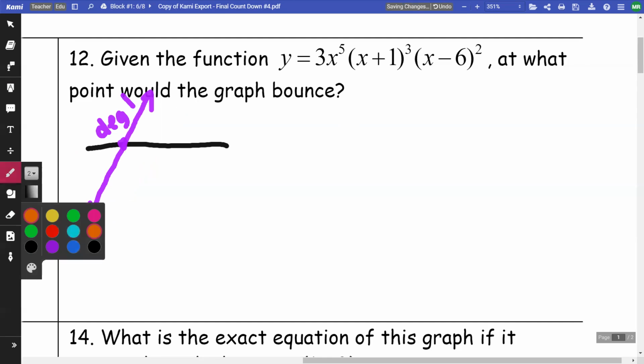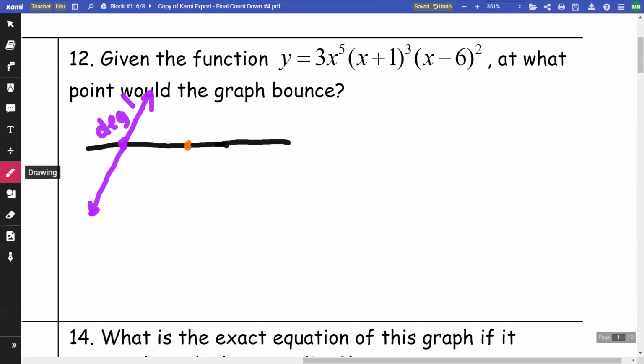If I have, and let me extend this out a little bit, a point, and I don't care what direction it comes from above or below, and it bounces back, that is going to be an even degree. So usually degree 2, but a degree 4 or 6 and so on would also do it. But again, normally a degree 2.